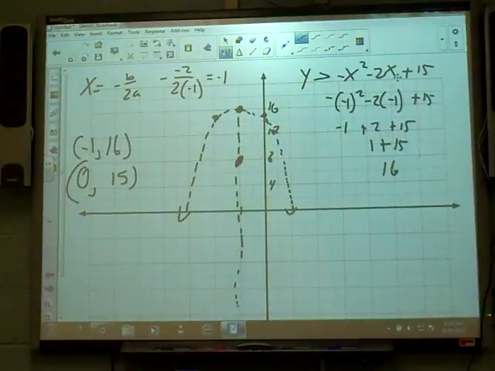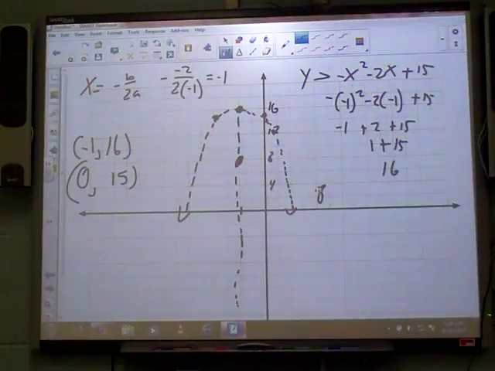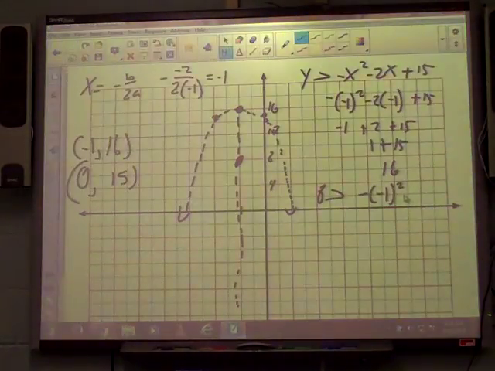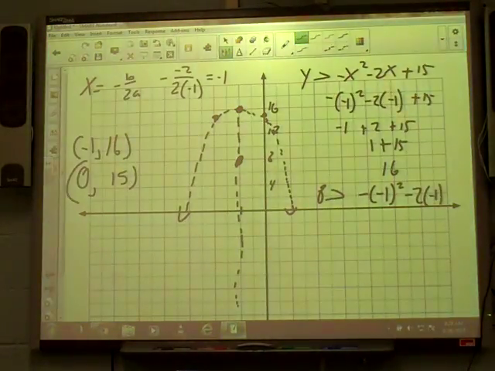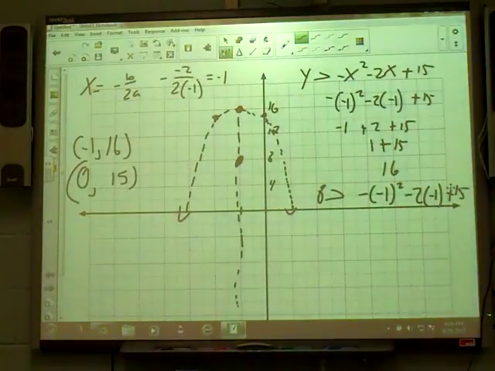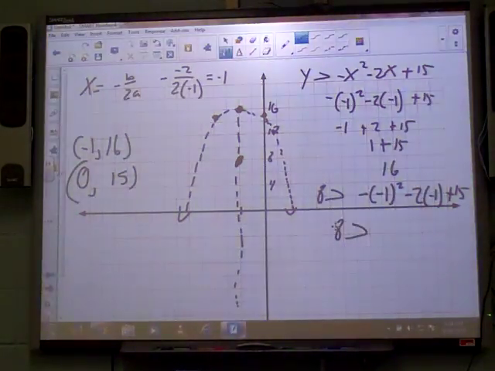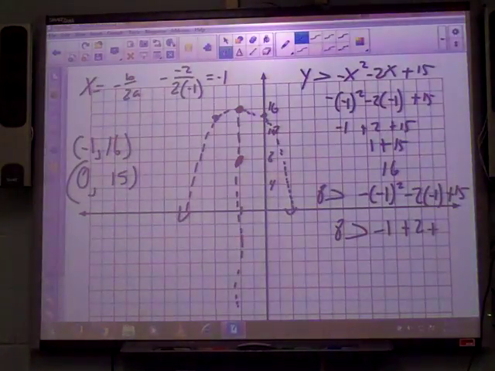Okay, so I'm going to plug that into my original problem. -1 is my x, 8 is my y. So I'm going to say 8 is greater than -1 squared minus 2 times -1 plus 15. -1 squared is 1, make that negative. So I've got 8 is greater than -1 plus 2 plus 15.